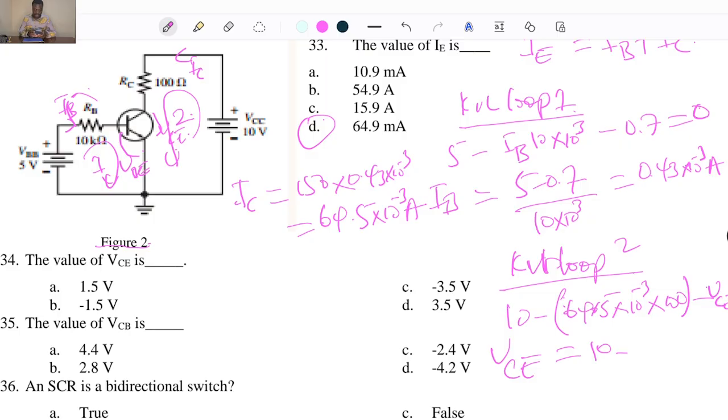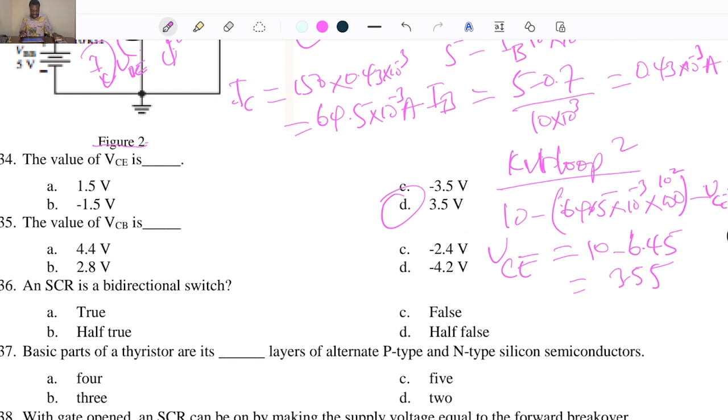64.5 times 10 raised to the power minus. We can even just see, right? This 10 raised to the power, this is 100. That's 10 raised to the power 2. So if you add this, you get here to be now 10 raised to the power minus 1. So this just becomes 6.45. So 10 minus 6.45 gets 3.55. So the answer here is D.